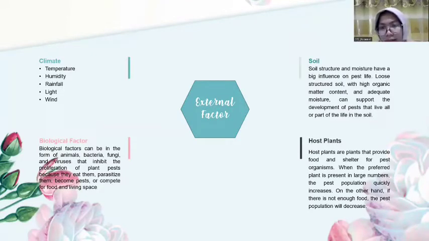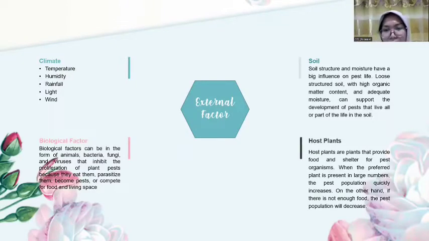4 is light. Light is one of the ecological factors that has a big influence on the life of plant pests. There are some pests that are active when there is no light or at night, or nocturnal, such as the armyworm, and there are also some pests that are active during the day, or diurnal, such as the wood grasshopper.